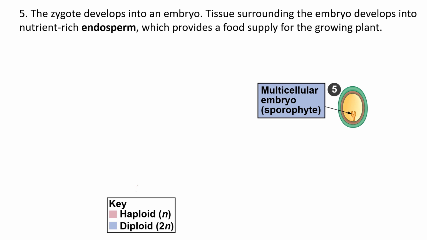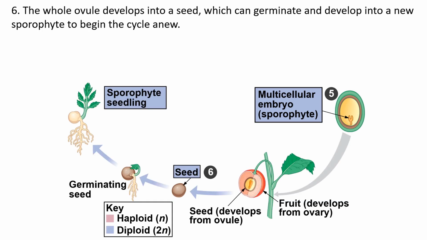The zygote will then develop into an embryo. Again, it's going to have this nutrient-rich endosperm, which is going to provide food for the growing plant. Once the whole ovule develops into the seed, it can germinate, which means it's going to start to grow a new plant, and we are going to start the process all over again.